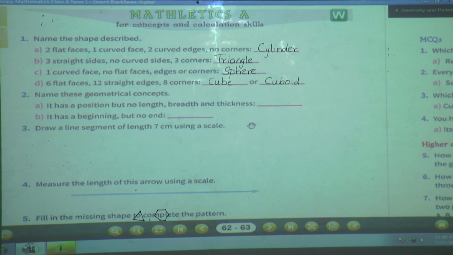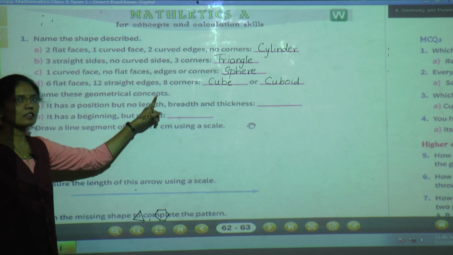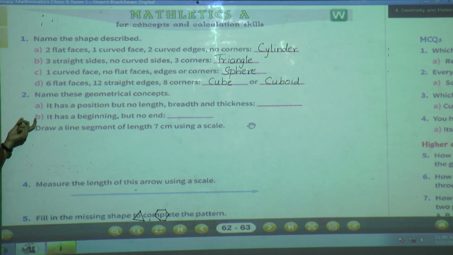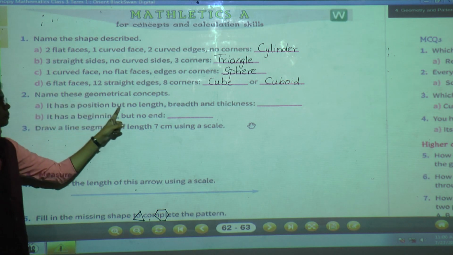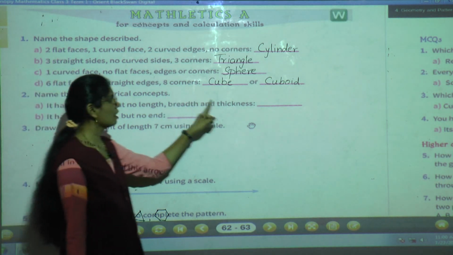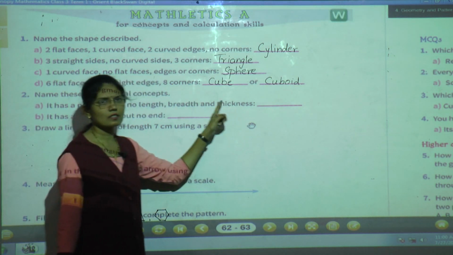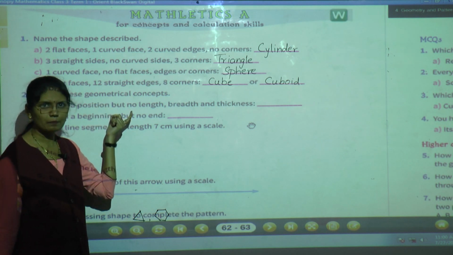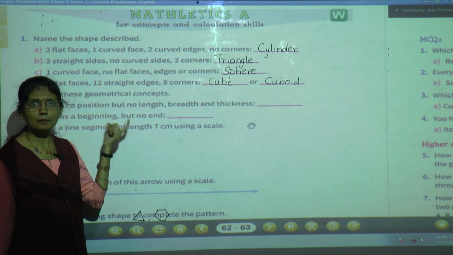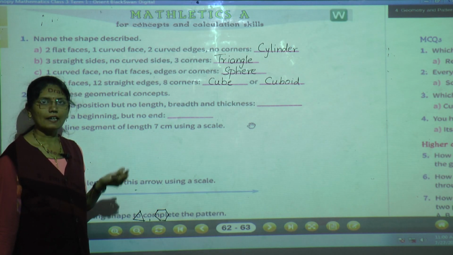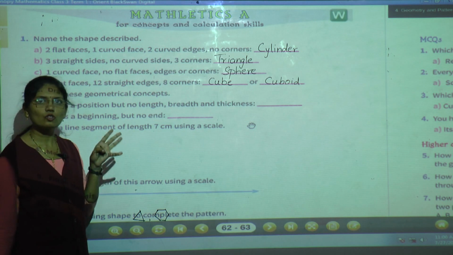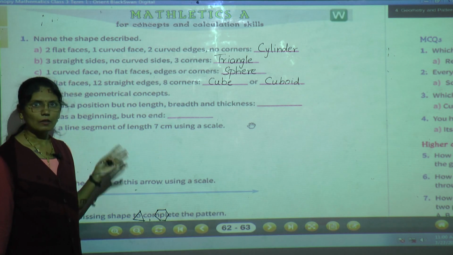Now students, see the second question. The question is, name these geometrical concepts. Here the description is given to us. It has a position but no length, breadth and thickness. Which one is the geometrical concept? We have seen the simple geometrical concepts: point, line, line segment and ray. These 4 geometrical concepts we have seen in our previous session.